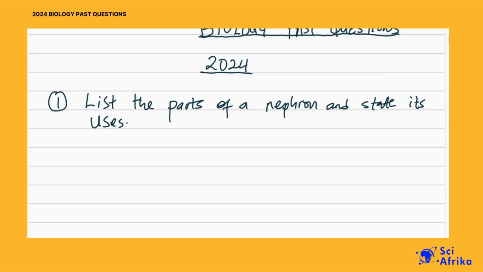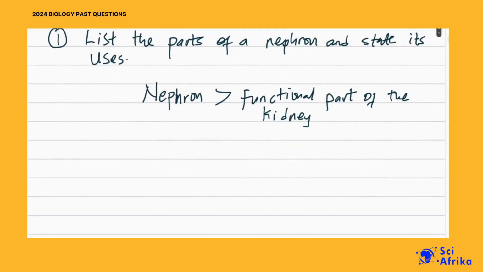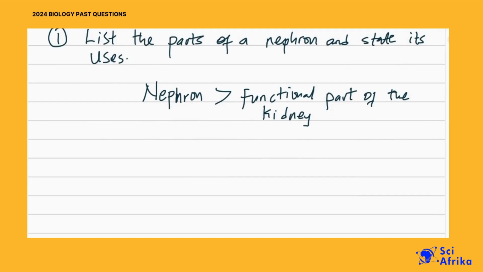Like I said before, the nephron is the functional part of the kidney. The kidney is that part of the mammalian body that is used for excretion of what? Nitrogenous waste. So the kidney has a functional part called the nephron, which can also be called the urinary tubule. This is the other name for nephron, and it helps to filter the blood to remove nitrogenous waste.